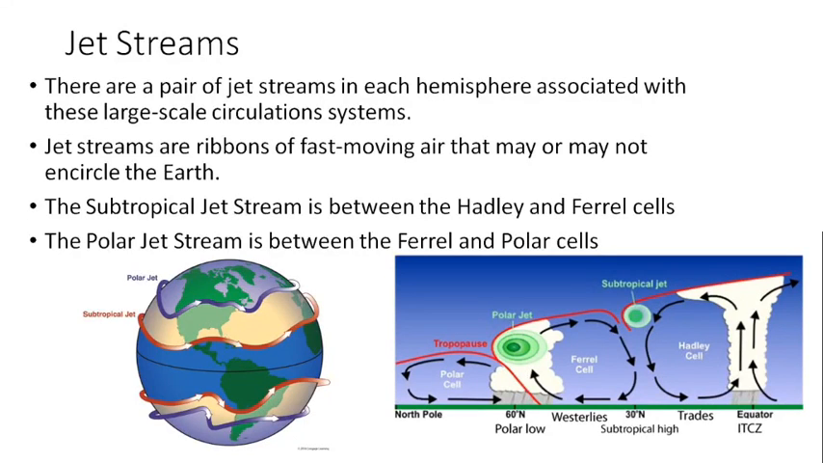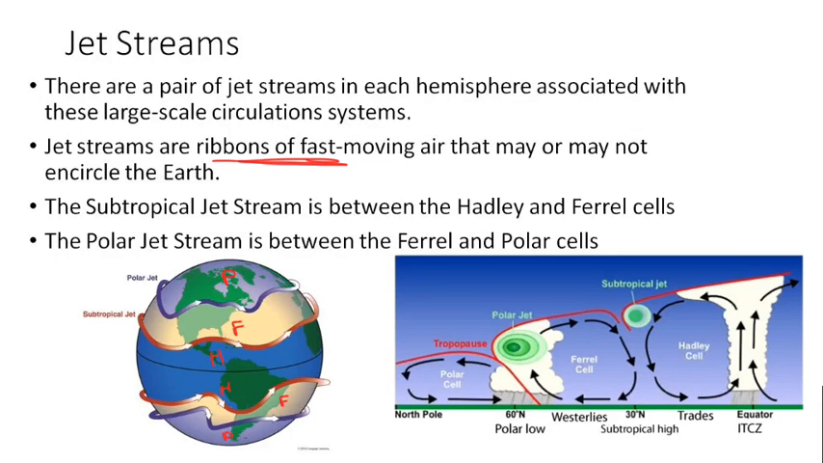So you've probably heard of the jet streams before, and there are actually two jet streams in each hemisphere. Now if I go down here to this globe over here on the left and I put an H for Hadley, an F for Ferrel, and a P for polar, H, F, P, you can actually see kind of these ribbons that encircle the Earth. Now, the jet streams are basically just ribbons of fast-moving air, where we have these clashing cells where these cells meet. Now, the ribbons aren't necessarily complete.